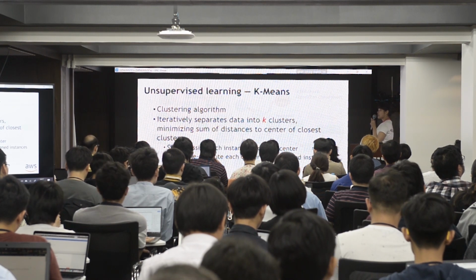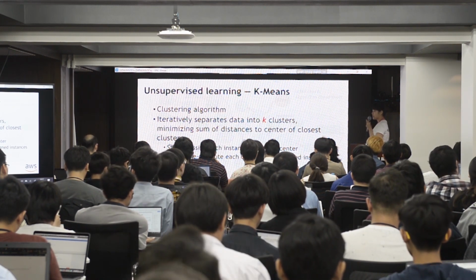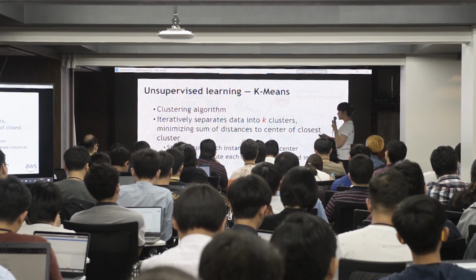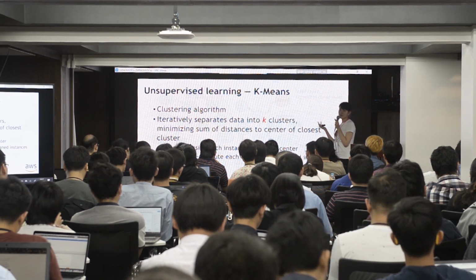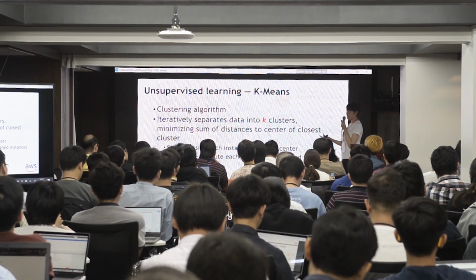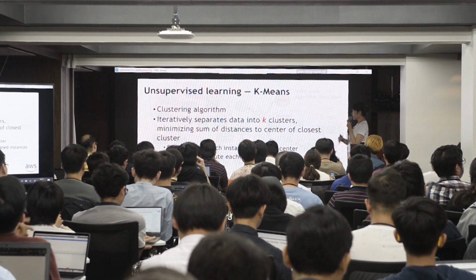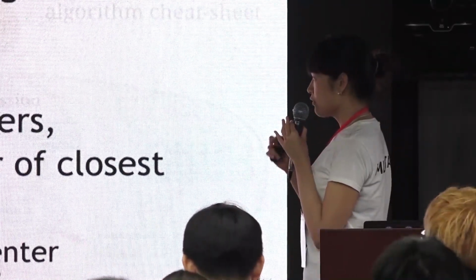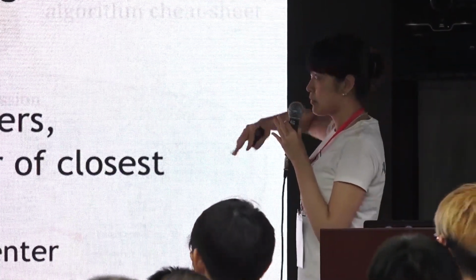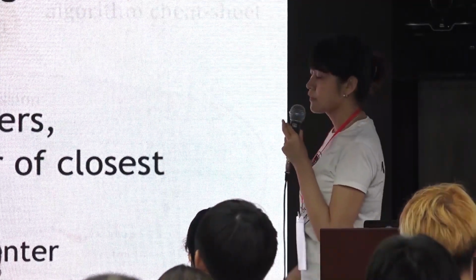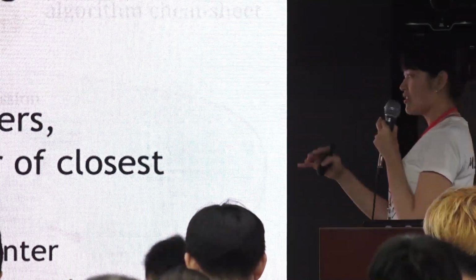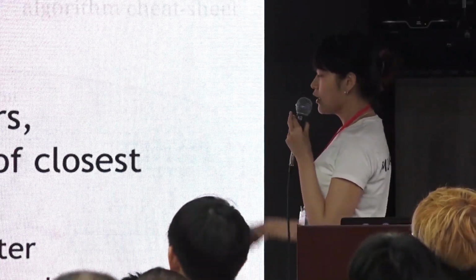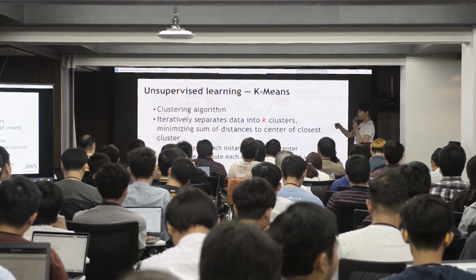Okay, so K-means is a clustering algorithm. What it does is iteratively separate data into K clusters, and this K is what you initialize. You can initialize K equal to 5 or 10, your choice. What you want to do is minimize the sum of distances from each centroid to all the examples within that cluster. Step 1, you assign each instance to the closest centroid. In step 2, you recompute each center from the assigned instances.